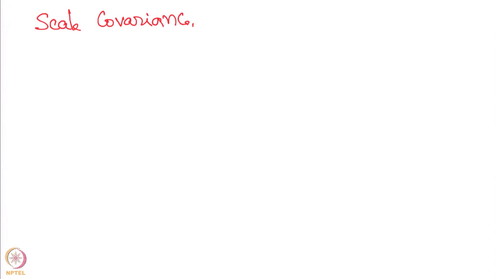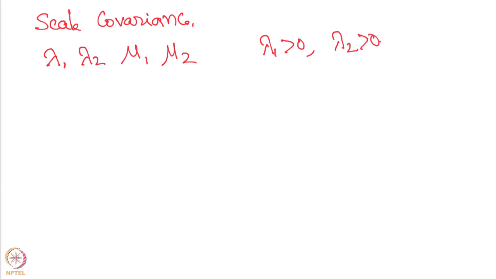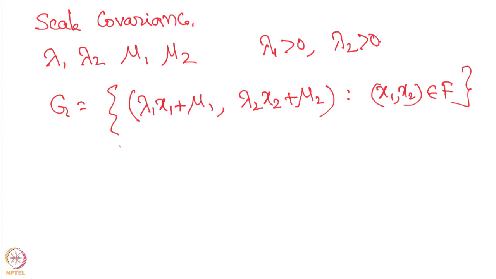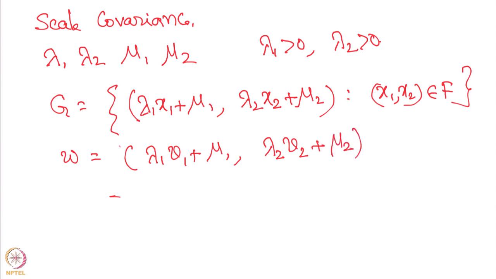Okay. So this depends on some notation. Let us take lambda 1, lambda 2, mu 1, mu 2, with lambda 1 strictly greater than 0 and lambda 2 strictly greater than 0. Now define G to be the set of (lambda 1 x1 plus mu 1, lambda 2 x2 plus mu 2) such that (x1, x2) is in F. Look at this set. What is really happening is that G is nothing but a scaled version of this vector (x1, x2), where lambda 1 is positive and lambda 2 is also positive. Now I will take another point W, which is also scaled: (lambda 1 v1 plus mu 1, lambda 2 v2 plus mu 2).